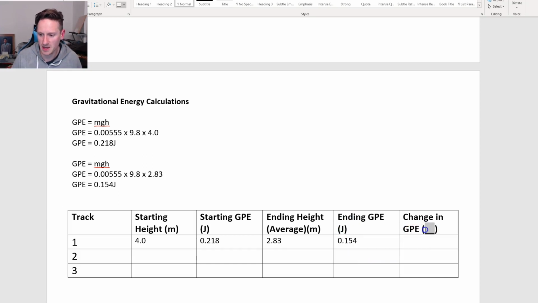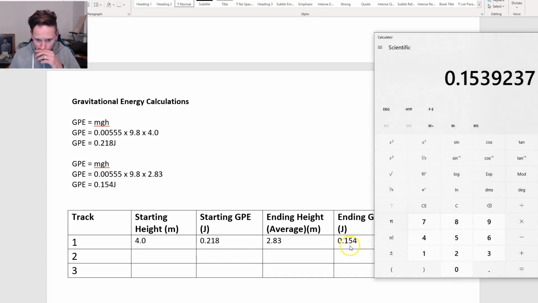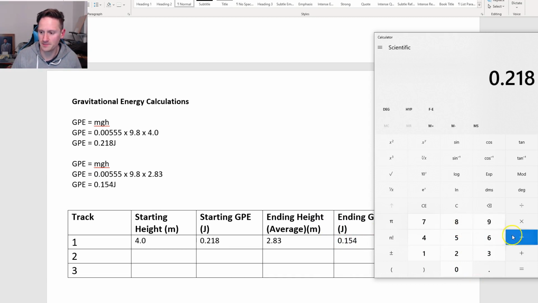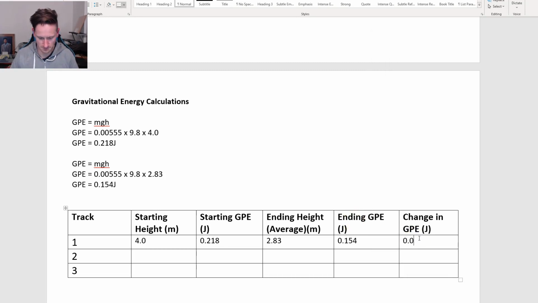So the change in GPE is going to be, how does the gravitational potential energy change from the starting height to the ending height? So that's going to be a subtraction. You're subtracting this by this. So it's 0.218 take away 0.154, and that gives me 0.064. Okay, and that's it. So basically that's the difference in GPE.